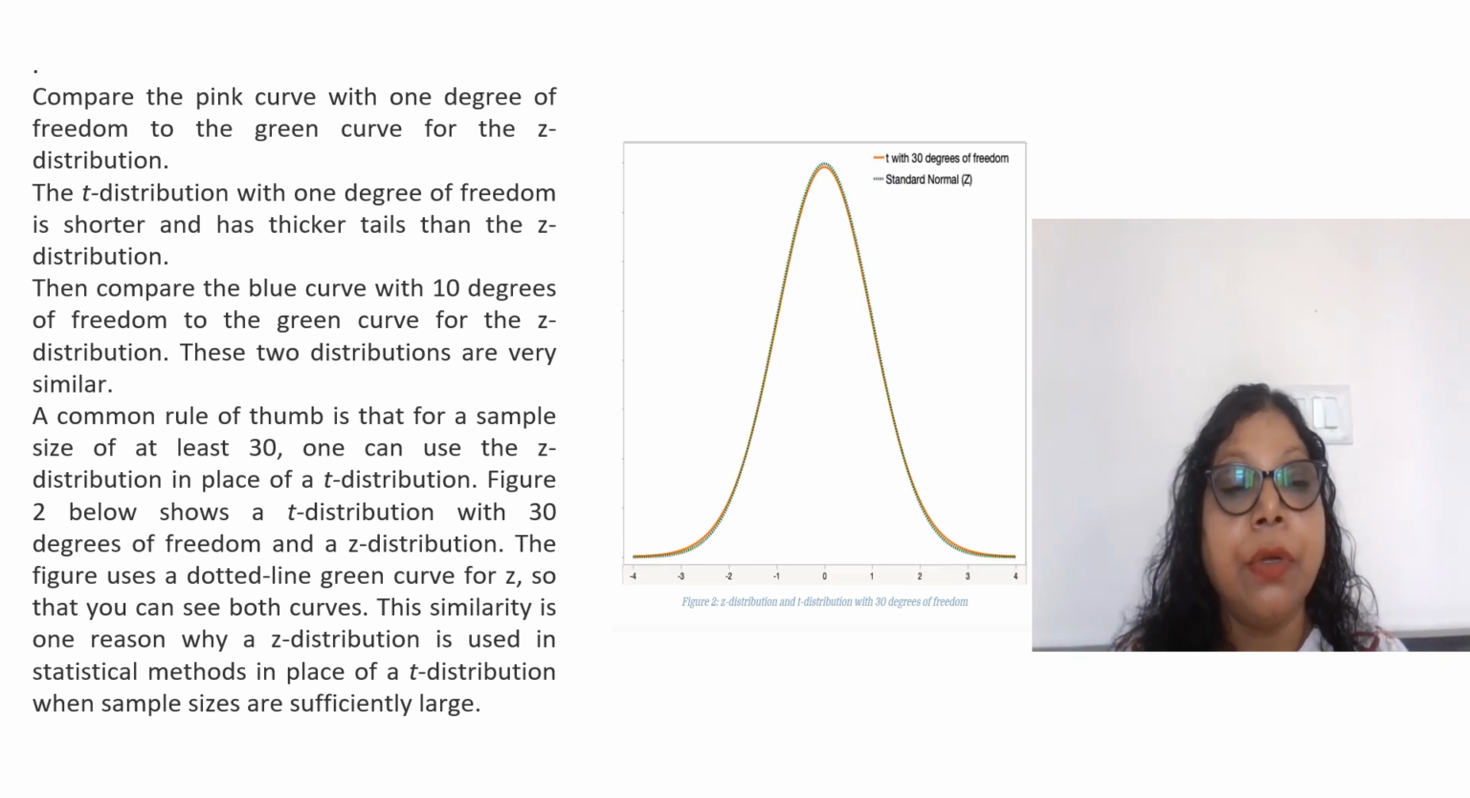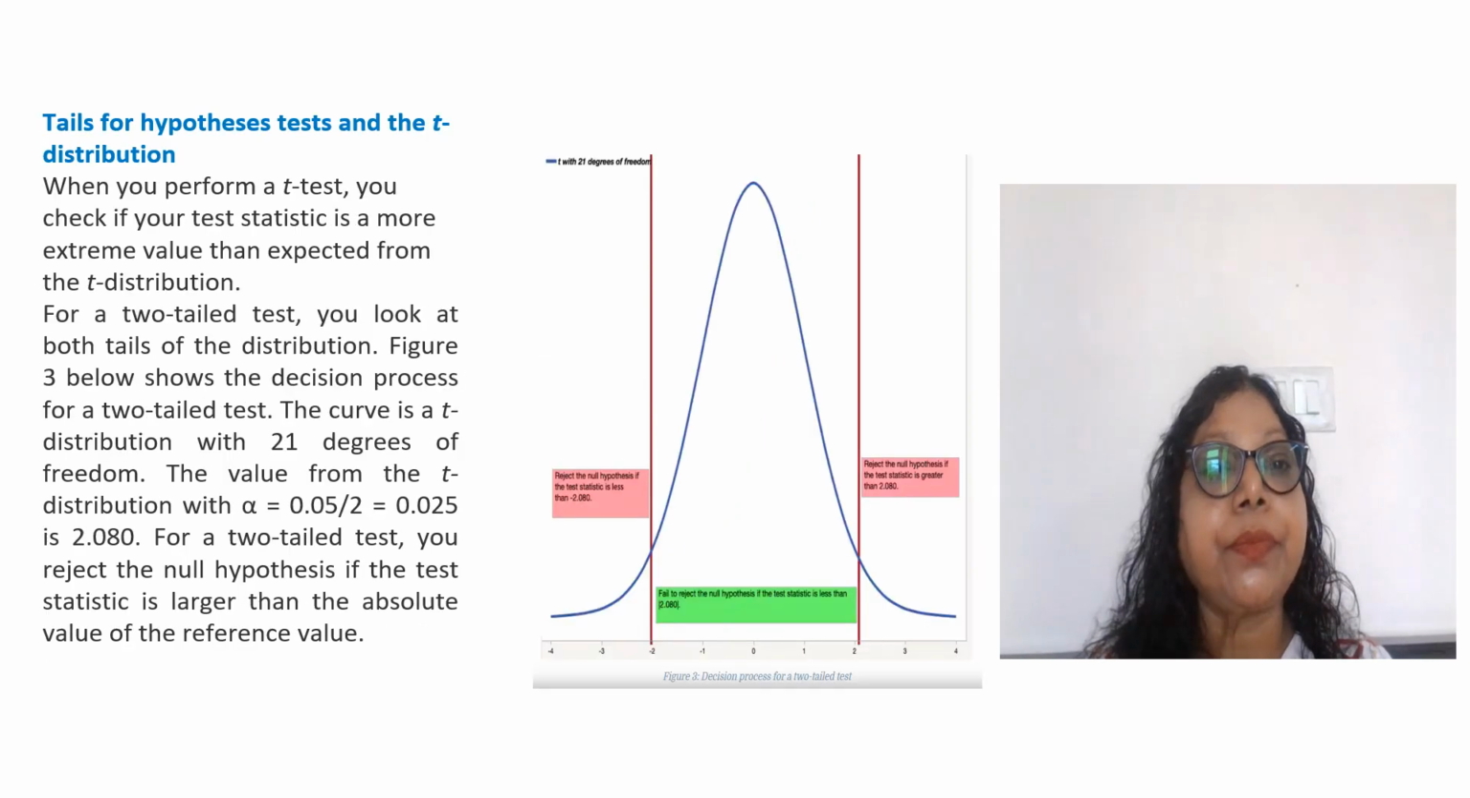The figure also shows a t-distribution with 30 degrees of freedom and a Z distribution. The figure uses a dotted line for the green curve for Z, so that we can see both curves. So this similarity is one reason why a Z distribution is used in statistical methods in place of the t-distribution when sample sizes are sufficiently large.